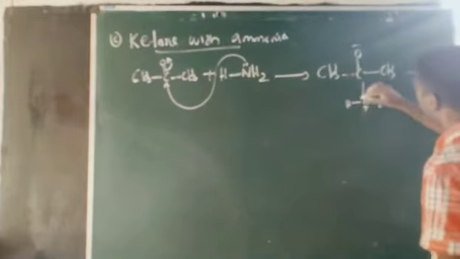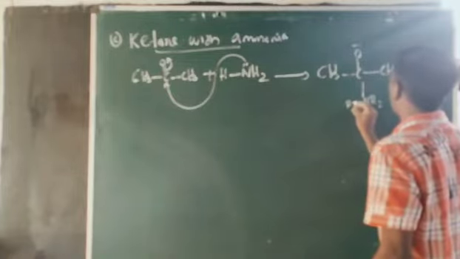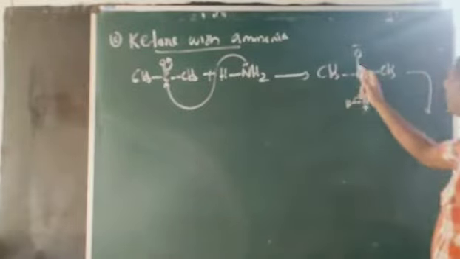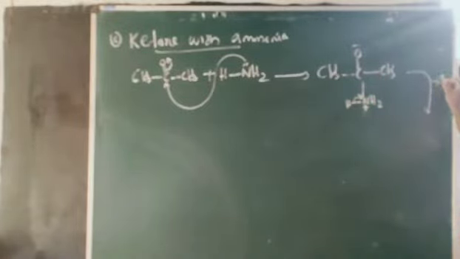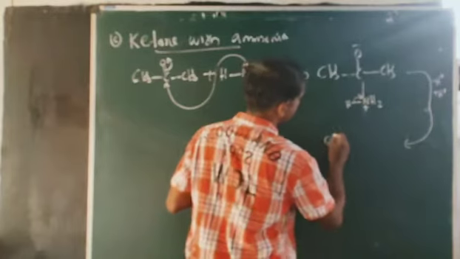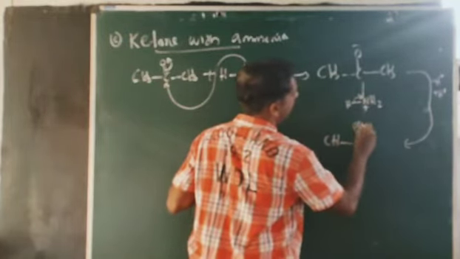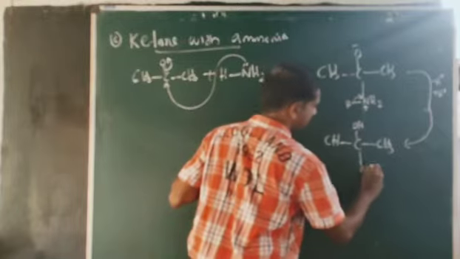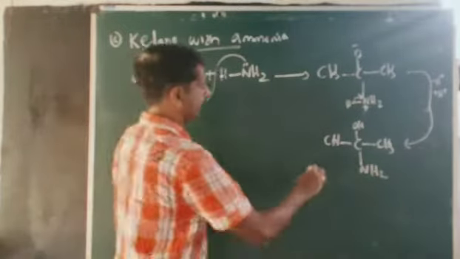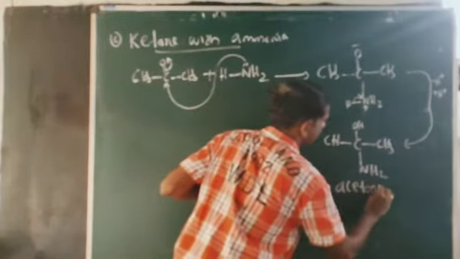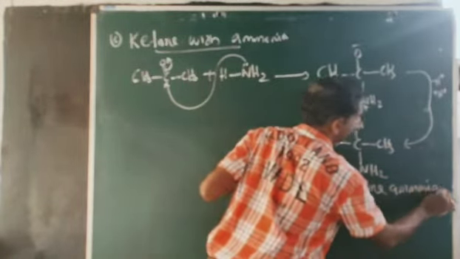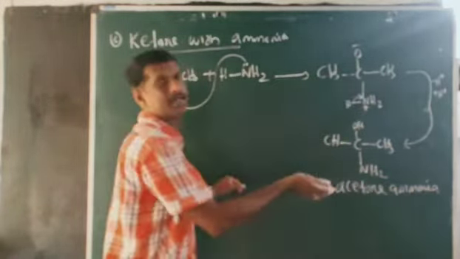Now for stability, what will happen? This bond breaks and goes back to nitrogen. And this removed H plus is attaching, so I am writing minus H plus and plus H plus. So in the first step we get a complex like this, CH3, C, here it will become OH, here CH3, and here NH2. This is acetone ammonia. First we get this complex, just like acetaldehyde ammonia, we get acetone ammonia.